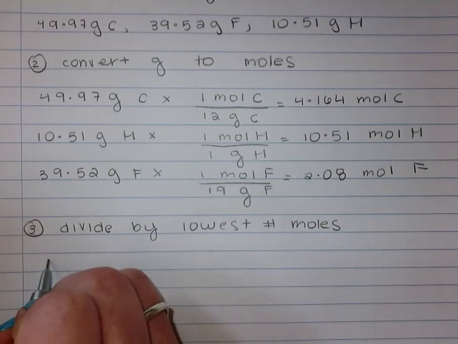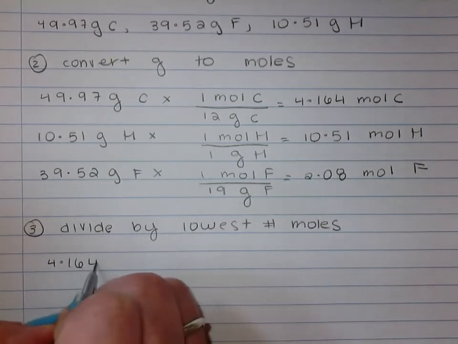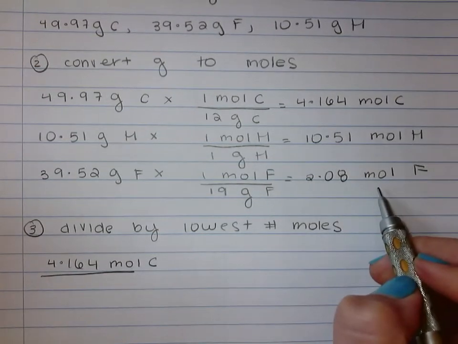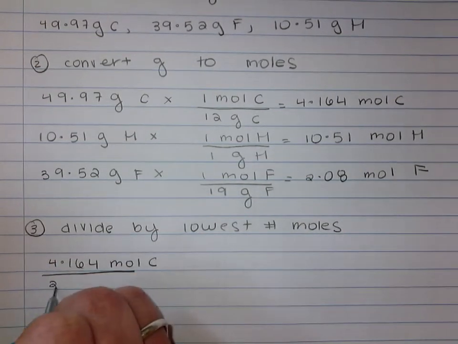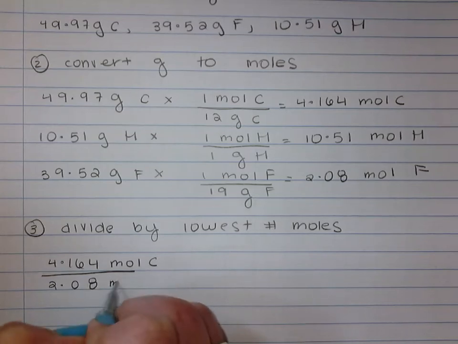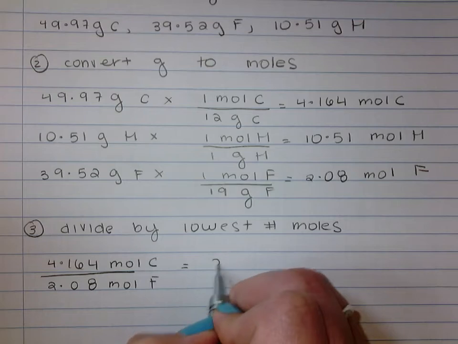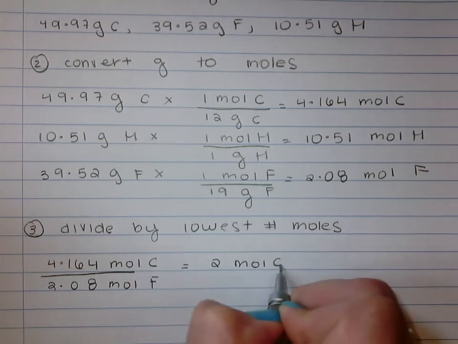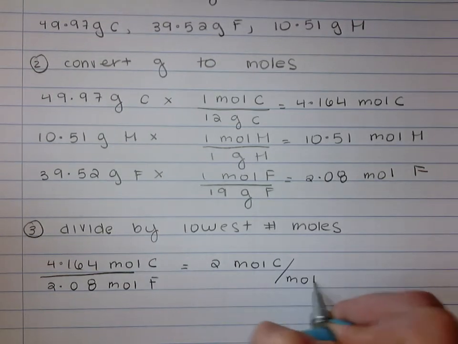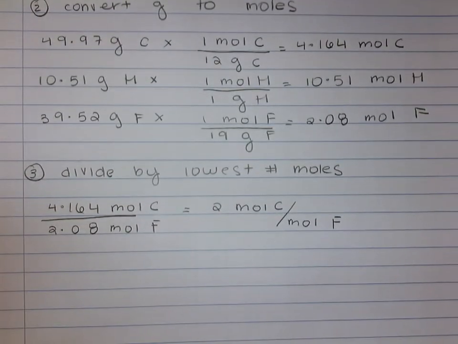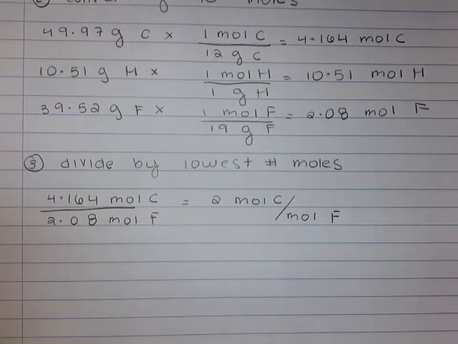So we have 4.164 moles of carbon. We're going to divide by this lowest number of moles, 2.08 moles of fluorine. And we're going to end up getting 2 moles of carbon per mole of fluorine. And so that's our first ratio we're going to use to find our empirical formula.